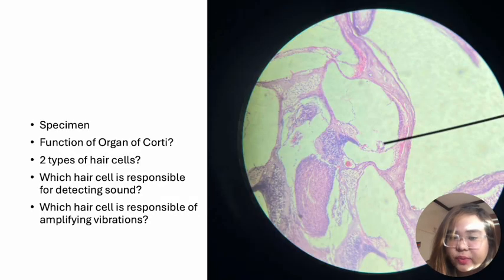When asked what is the function of the organ of Corti, we can answer in two words. Again, where's the organ of Corti? It's somewhere here. Function of the organ of Corti is sound transduction.